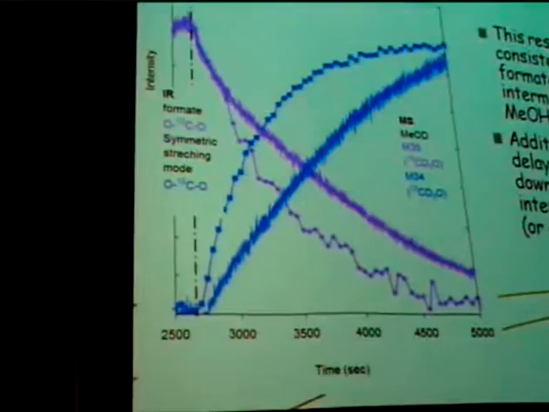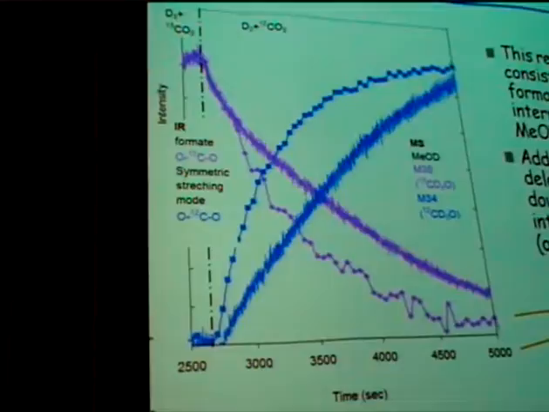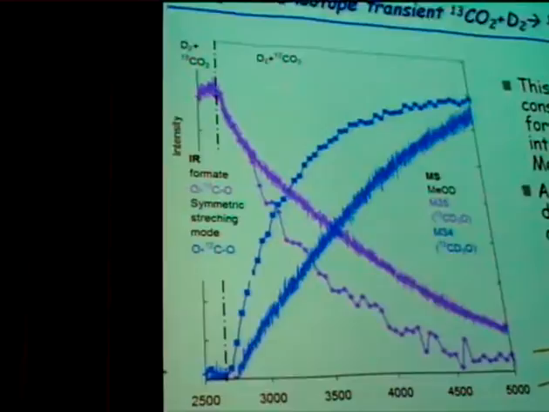Had that been shorter than the formate on the surface, the formate would not work as an intermediate, because the output would change before the intermediate changes. It doesn't work that way. So that formate is still in contention.